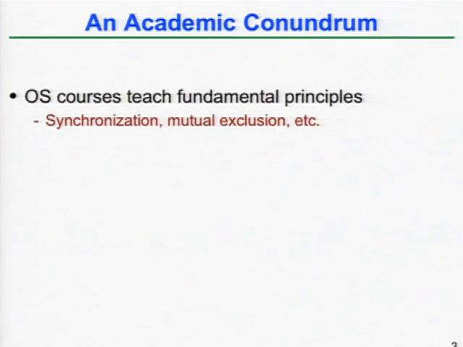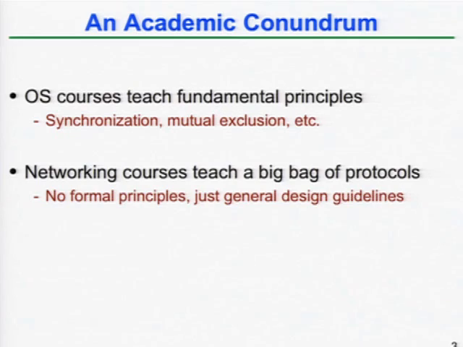So let's start with an academic paradox or conundrum. So I teach at UC Berkeley, and my colleagues, when they teach operating systems or databases, they teach fundamental principles. They have things like synchronization and mutual exclusion. And then I get up and I teach introductory networking. What do I teach? I teach a bag of protocols. Okay? I have no principles. You know, the end-to-end principle is just a vague design guideline, but we have nothing.